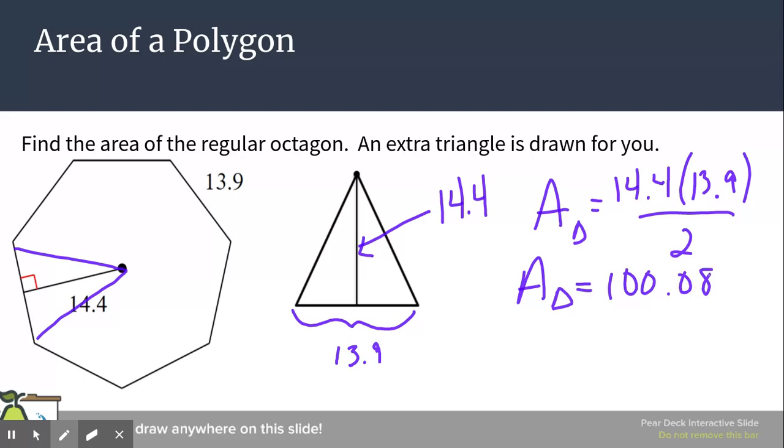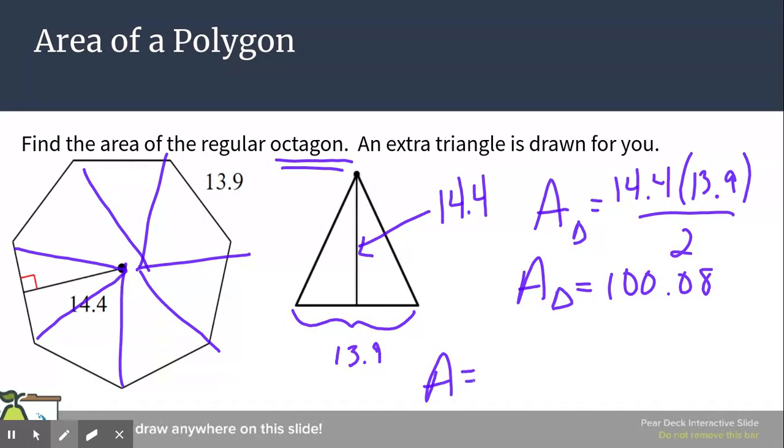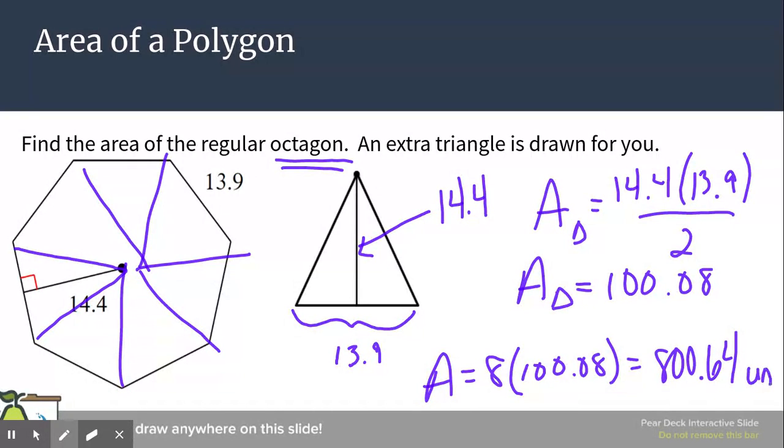100.08. And then I have 8 triangles in my octagon. It's an octagon again. So my final area is going to be 8 times the area of one triangle. So when I multiply by 8, I end up with a grand total of 800.64. And there are no units given here, so I'm just going to label this as units squared to denote that this is in fact an area.